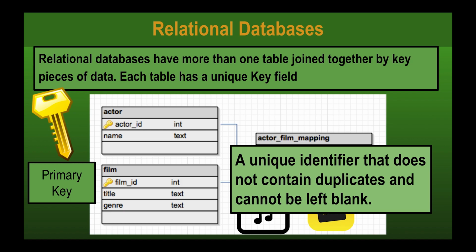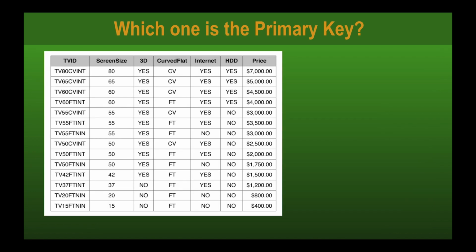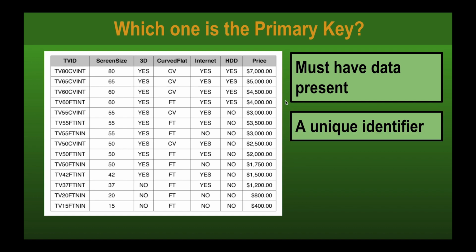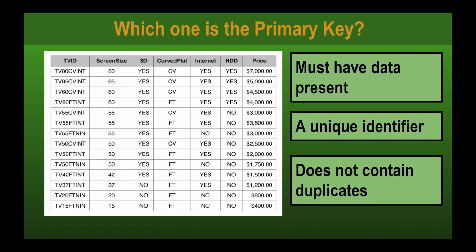Again, if you think about your school, you probably have a student ID number. Your email address might even be your student ID number at your school name, your country domain. This key piece of information is what allows us to join tables together and to have a unique identifier for records, and it is essential for every single table. Okay, now in this table, which one is the primary key? Take a look at this table and tell me, one of these fields is a primary key. It must have data in it. It cannot be blank. It is a unique identifier, and it does not contain any duplicates.